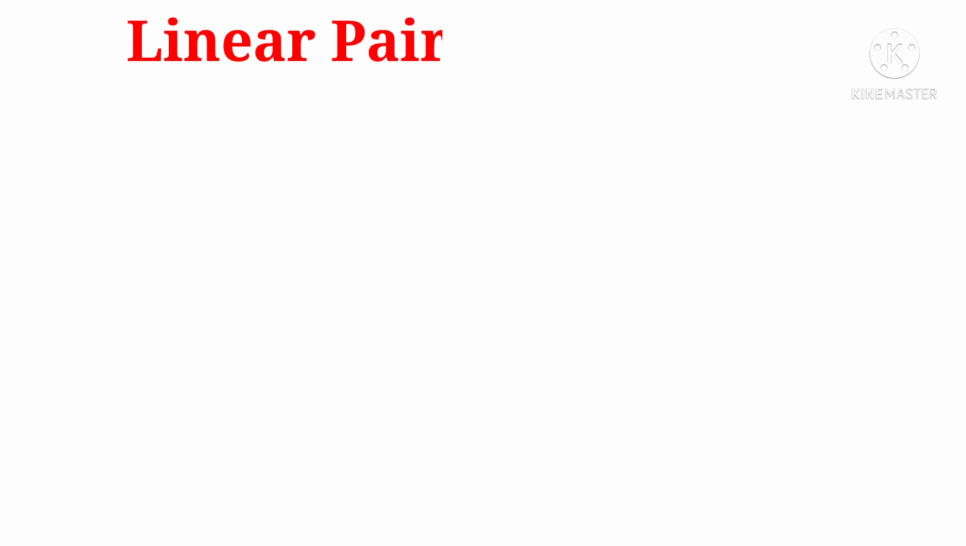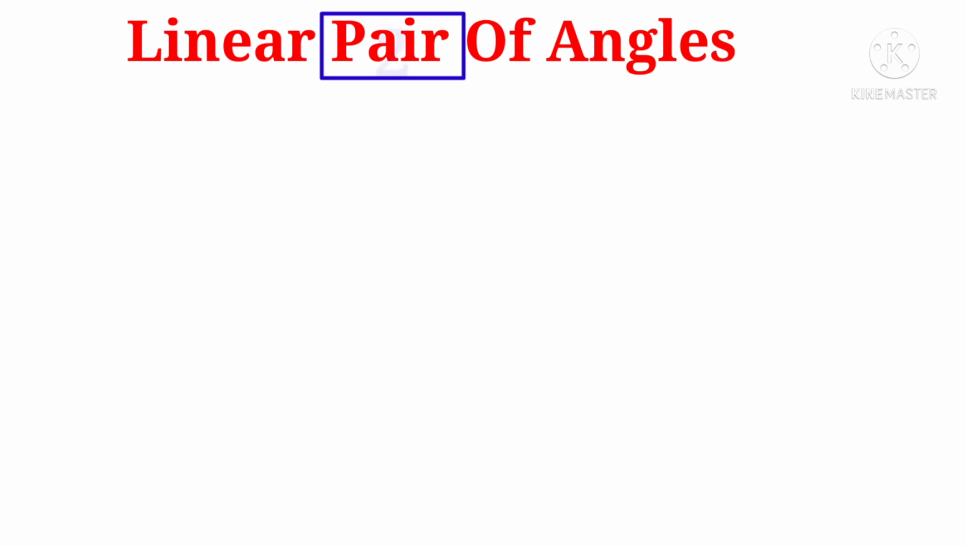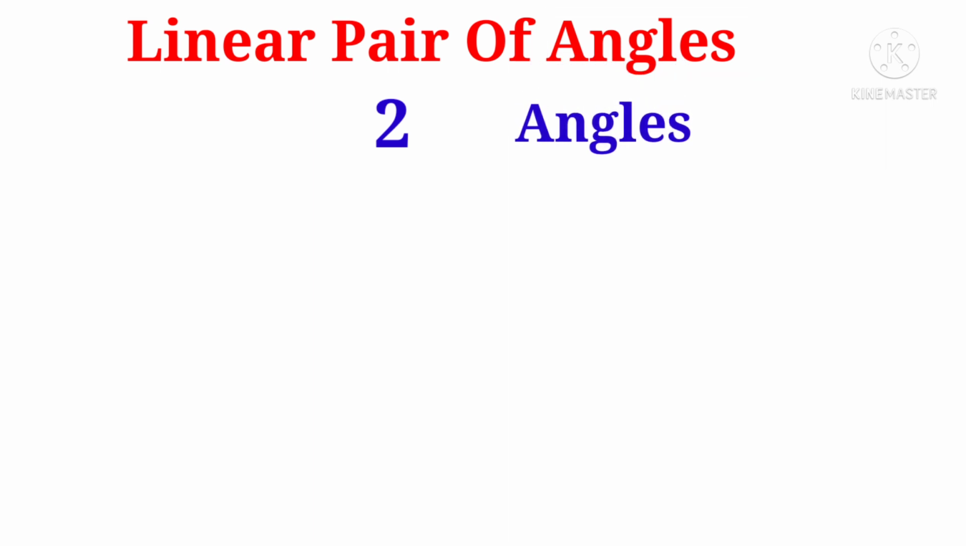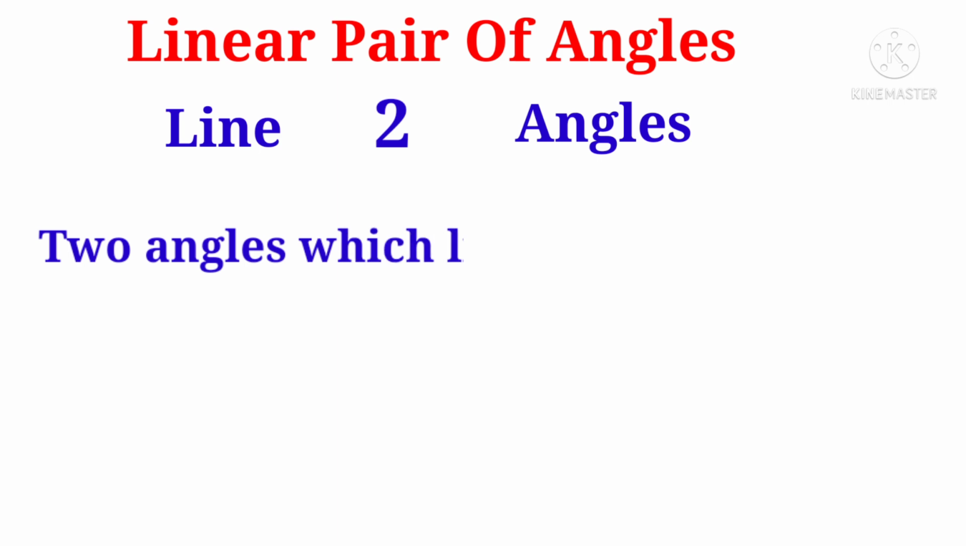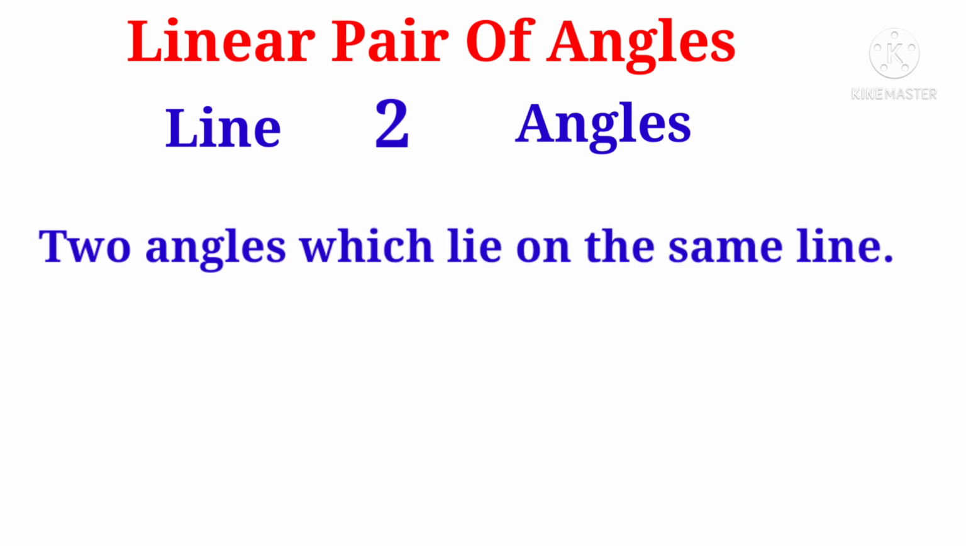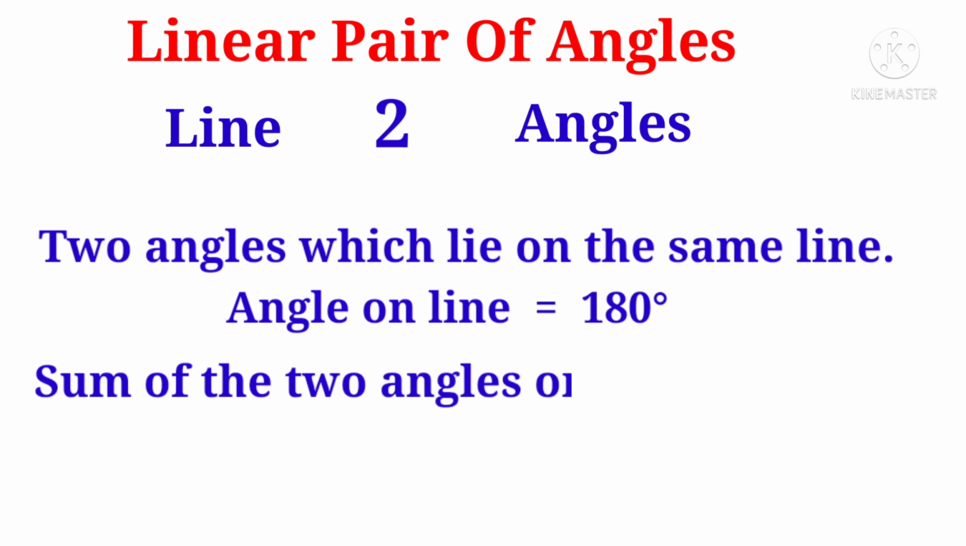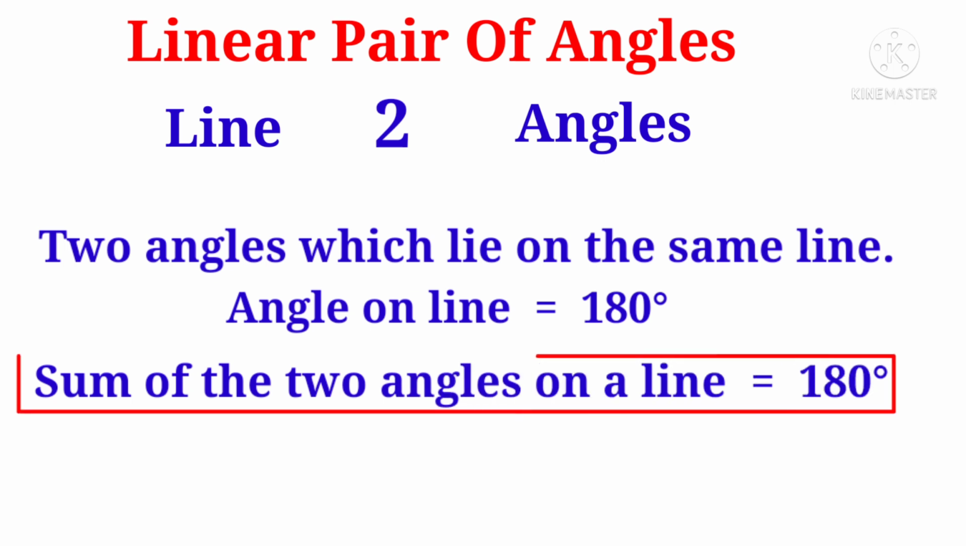Now let us learn the meaning of linear pair of angles. What is the meaning of pair? Pair means two, angles means angles itself, and linear is a term related to a line. So, two angles on a line. Two angles which lie on the same line are called a linear pair of angles. We know that the angle on a line is 180 degrees. So if two angles lie on the same line, then the sum of the angles is equal to 180 degrees.